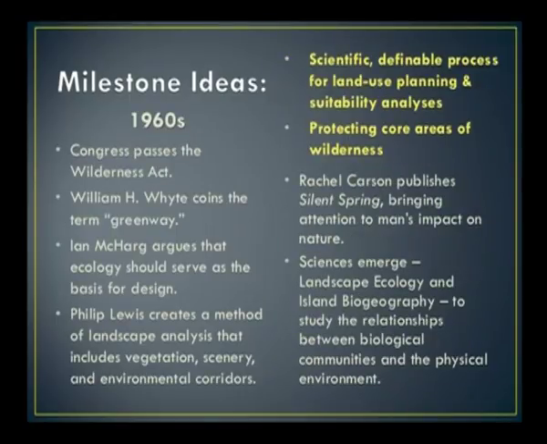The next milestone was in the 1960s, where scientifically definable processes for land use planning and sustainability analysis came by, protecting core areas of wilderness. So, all of this happened in the 1960s, when you actually give importance to the environment. By then we had learned, through the end of the Industrial Revolution and the world wars, that the environment and nature were taking a toll from all of these horrendous human activities.